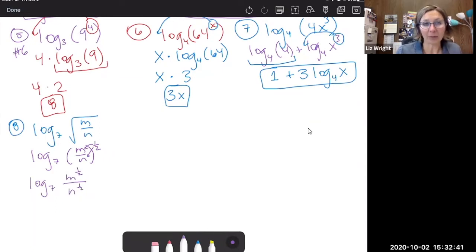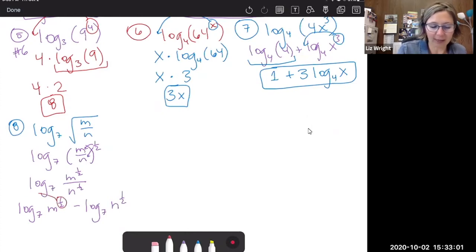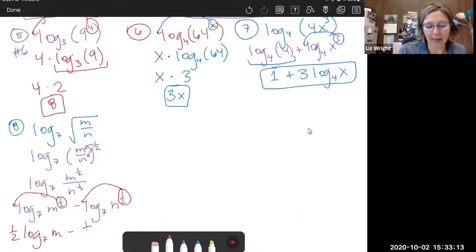And then I'm going to use my quotient rule, and I'm going to split it up using subtraction. So then I've got log base 7 of m to the 1/2 minus log base 7 of n to the 1/2. And then we're going to bring these 1/2 down in front of my logs. So then we end up with 1/2 log base 7 of m minus 1/2 log base 7 of n for that one. That one had quite a few steps.